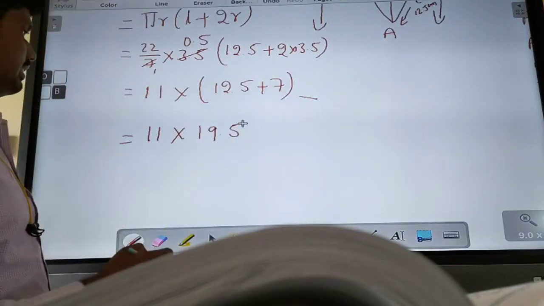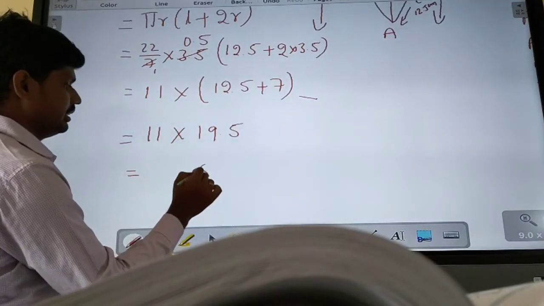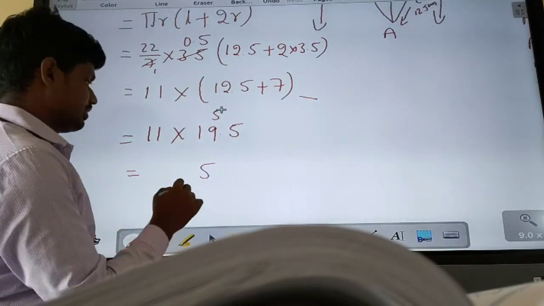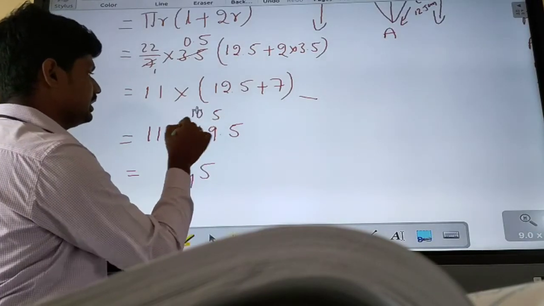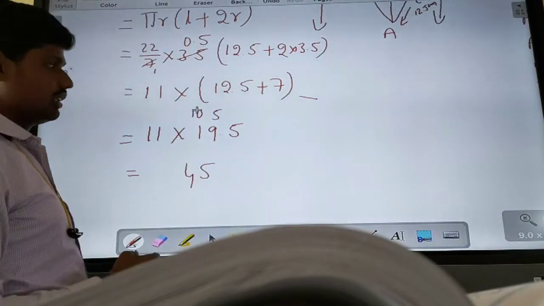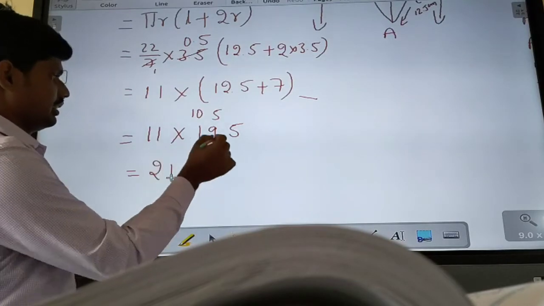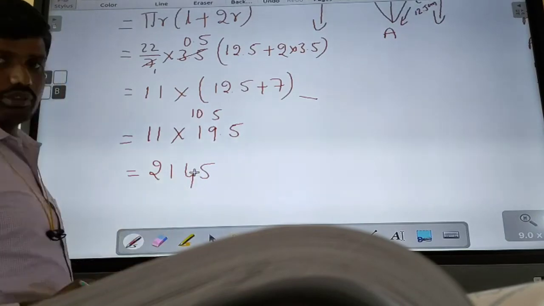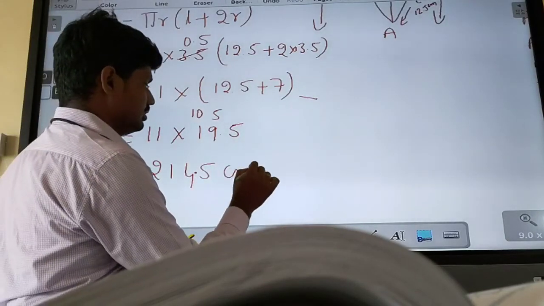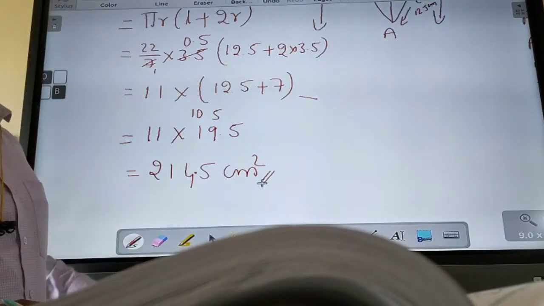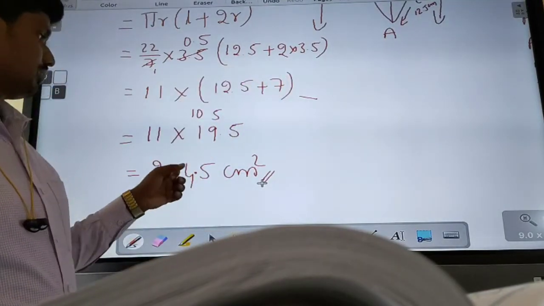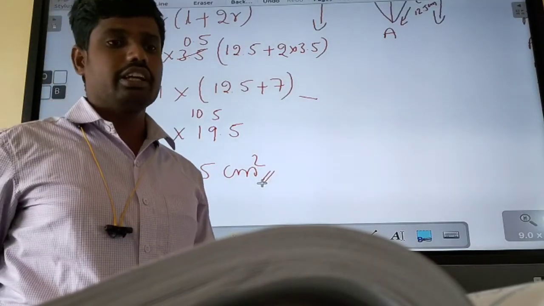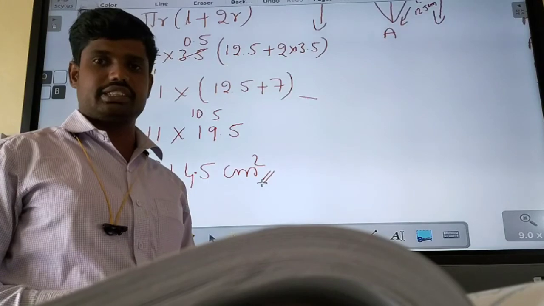Now simplify 11 into 19.5. 11 times 5 is 55, write 5 and carry 5. 11 times 9 is 99, plus 5 is 104. Write 4 and carry 10. 11 times 1 is 11, plus 10 is 21. Put the decimal point. See, what is the final answer, children? 214.5 centimeter square. The surface area of the given toy is 214.5 centimeter square, children. Any doubt regarding this one? No doubts. Okay. The next three problems, the 4th, 5th and 6th, are homework. Solve and send it.